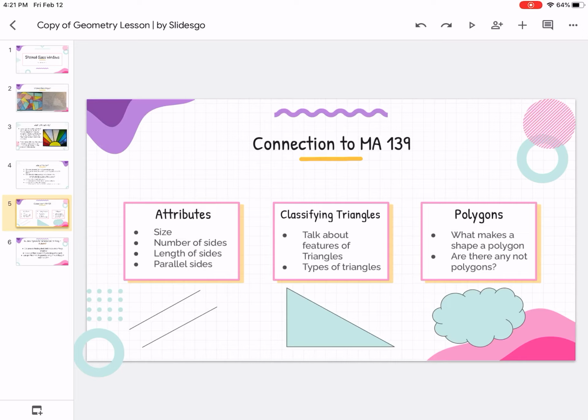I know that when I drew out mine, there was a lot of different types of triangles. I had isosceles, scalene, right triangles. You can just talk about the features of those triangles and those types. And then polygons. So in mine, I didn't have any non-polygons. However, you can get the students talking about how there are possibly non-polygons and what makes these polygons, but why aren't there any non-polygons in there?